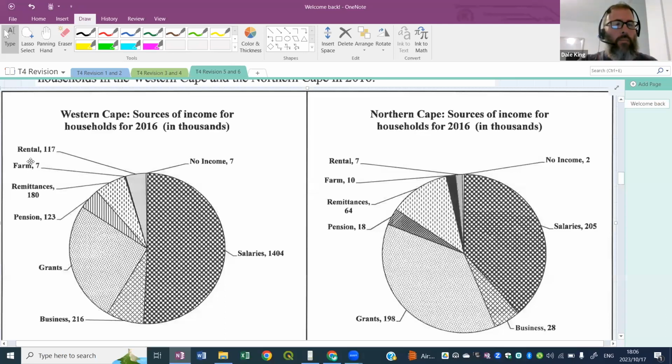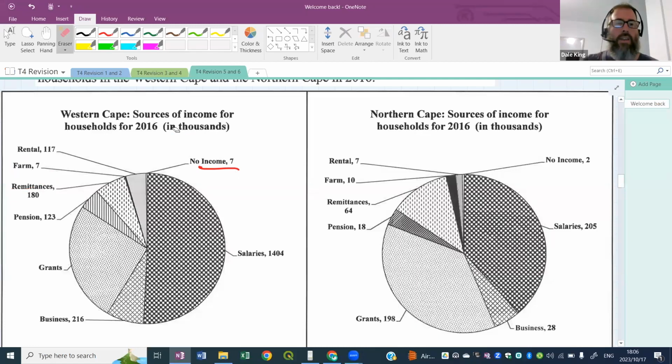there were 7. Remember, and these numbers are in thousands, hey? So whenever you read the number, you've got to add 1,000 to it. So for example, here we can see that there were 7 households that received their income from farms in the Western Cape. Okay. For example, as well, on the right-hand side here, there are 7,000 households in the Western Cape that didn't get an income from anything.